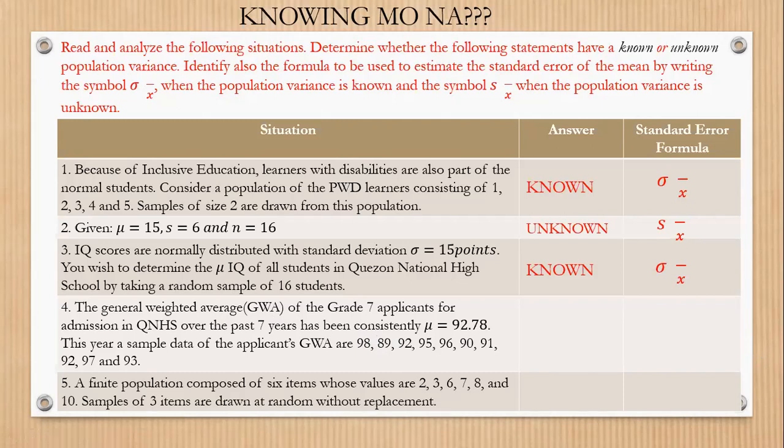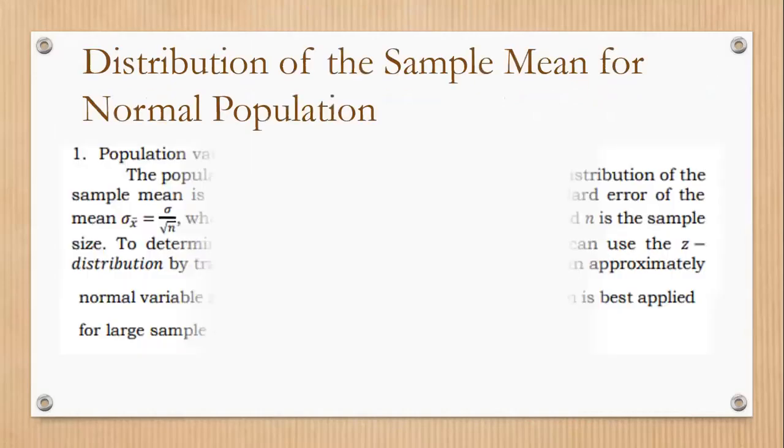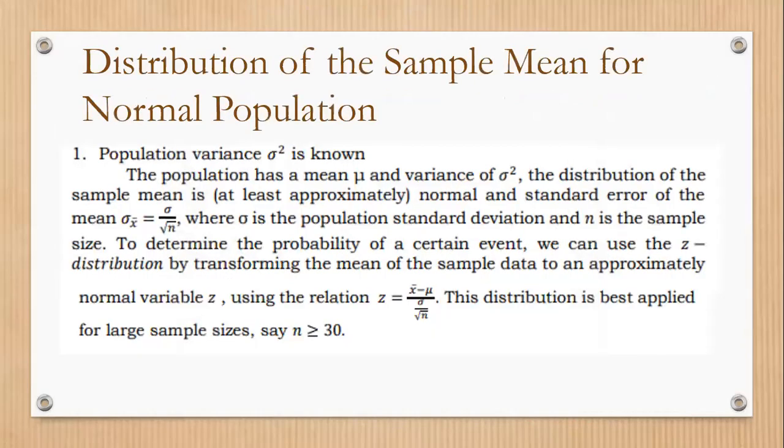Unknown po, ma'am. Okay, so it's unknown. So the symbol to be used, this one. Okay? And lastly, ako na yung maglalagay, it's known. Ayan po siya. Okay? So kapag daw po ang population variance is known, you need to use the sigma. Okay? So di ba sabi kanina, we have to define the sample mean for normal population. So napakahalaga po na alam ninyo na ma-identify if the population variance will be known from a given situation. Okay po? So ito po yung kailangan nating tandaan.